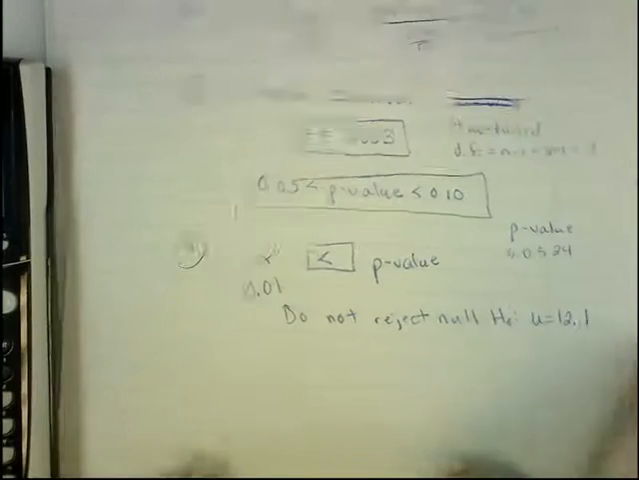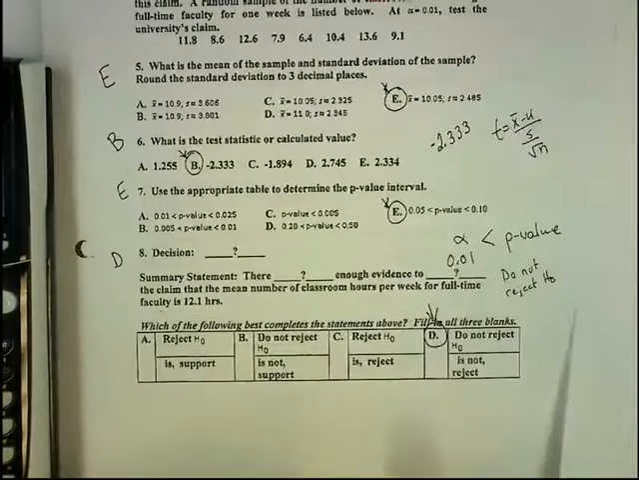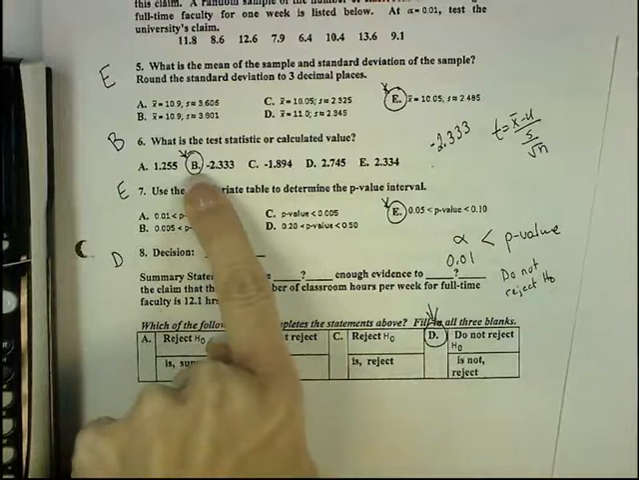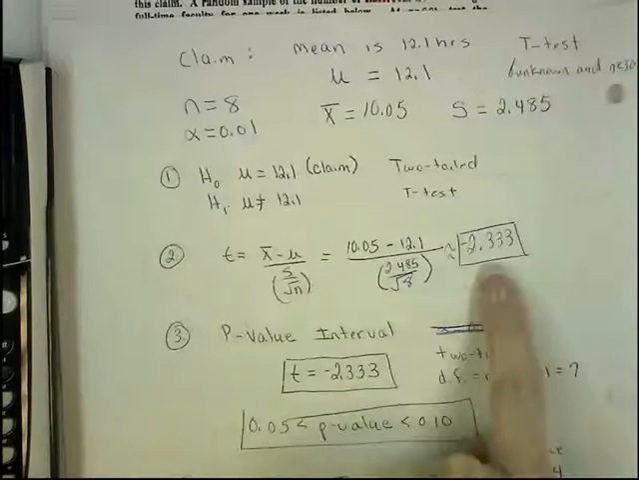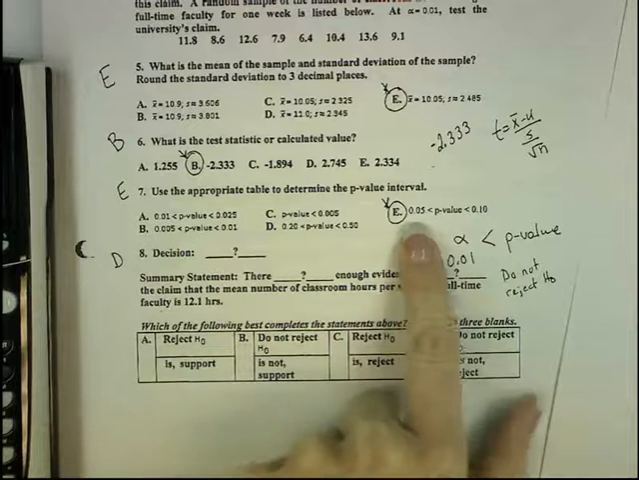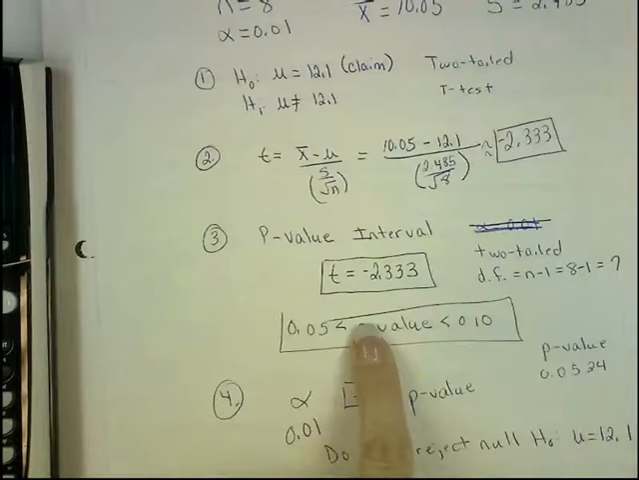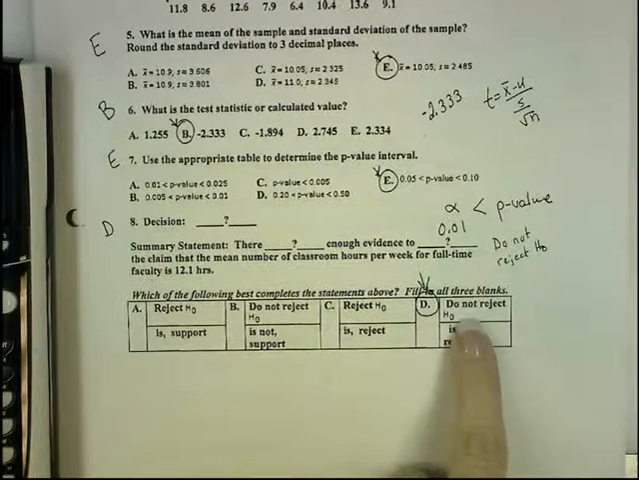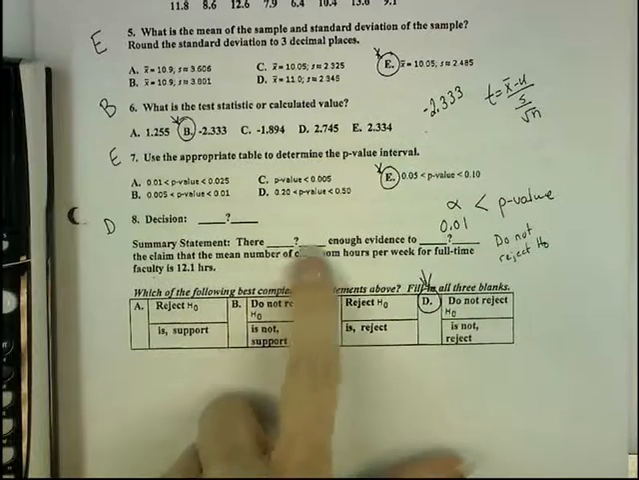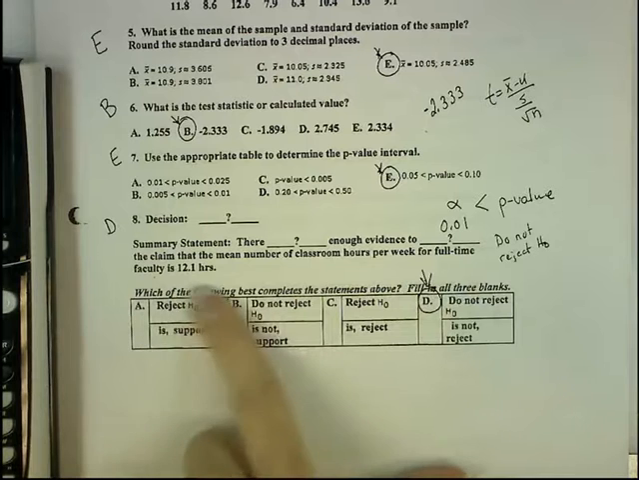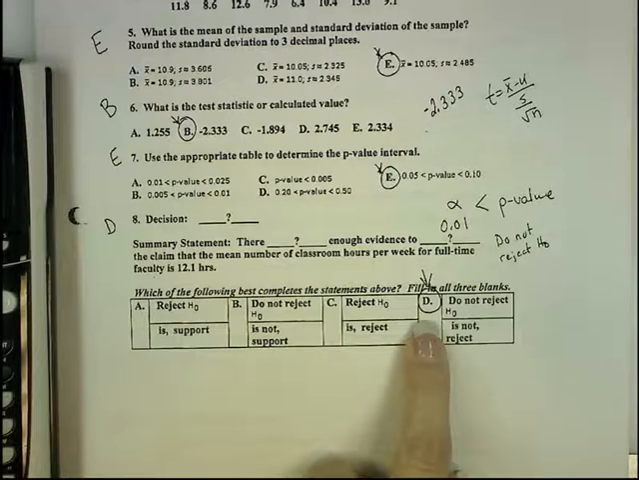Now, let's look at these questions. We already answered 5. What is the test statistic? Negative 2.333. We found that here. Step 2. What is the p-value interval? 0.05 to 0.1. We found that here, step 3. What's the decision? Do not reject the null. There is not enough evidence to reject the claim that the mean number of classroom hours per week for full-time faculty is 12.1 hours. So the answer is D.